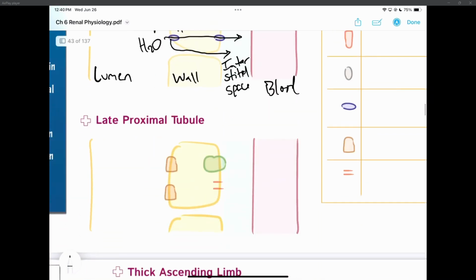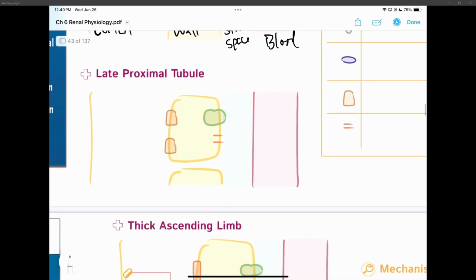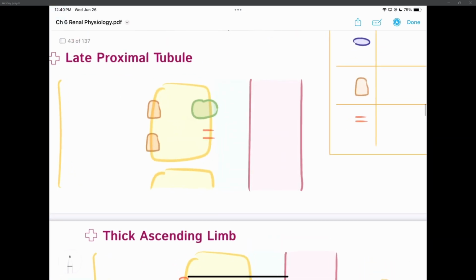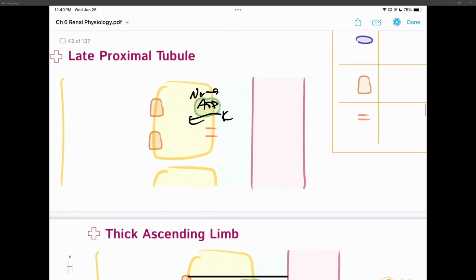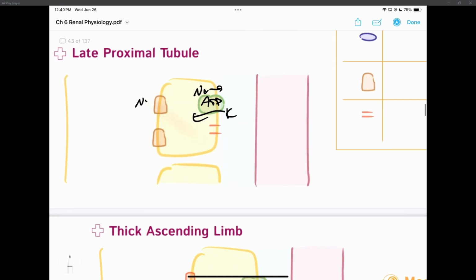In the late proximal tubule, it's a little bit different. Don't have that much there. Still have that sodium-potassium ATPase pump. In this end, we have another sodium and hydrogen cotransporter.